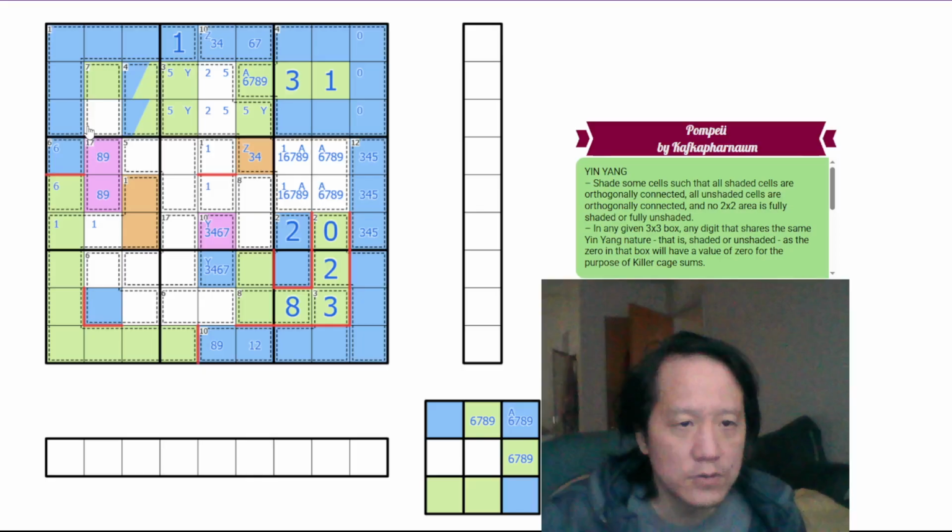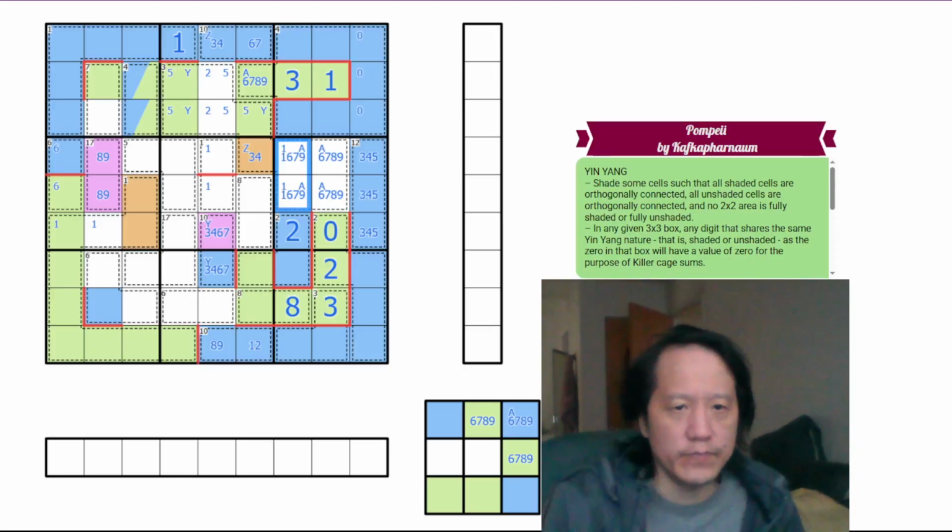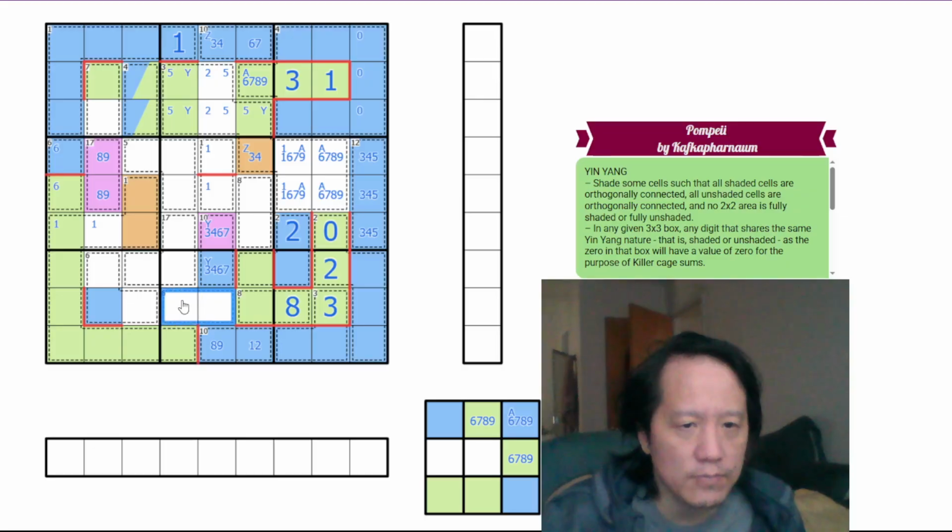This is here. We have boundary this way. Here, here. Boundary here. So, 8 cannot be here. I forget what the logic I had here was.